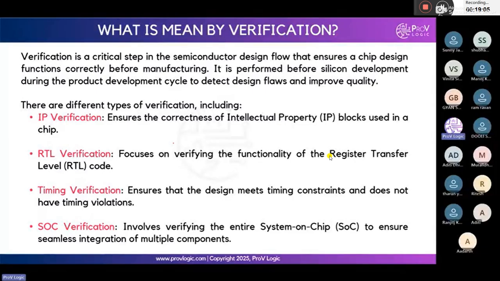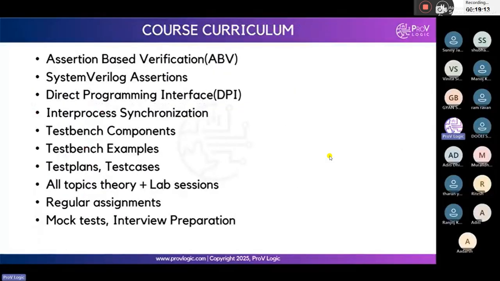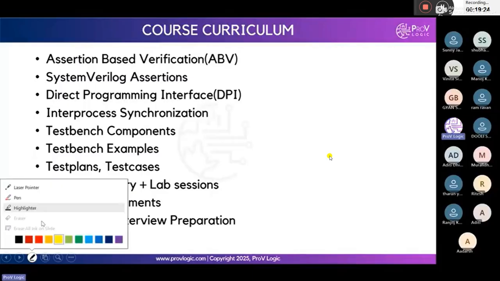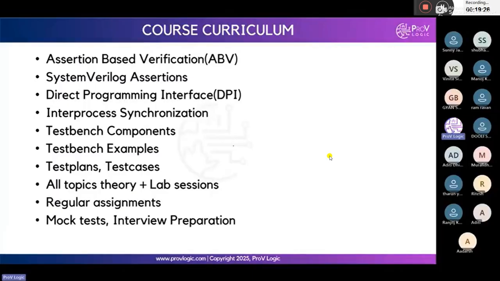Verification is a separate field, design and verification. So once design is done, RTL design, we cannot send the design directly to the backend process without doing verification, because we don't know whether we have connection issues or functionality issues, whether the output is correct or wrong. For that purpose we need to verify the design.